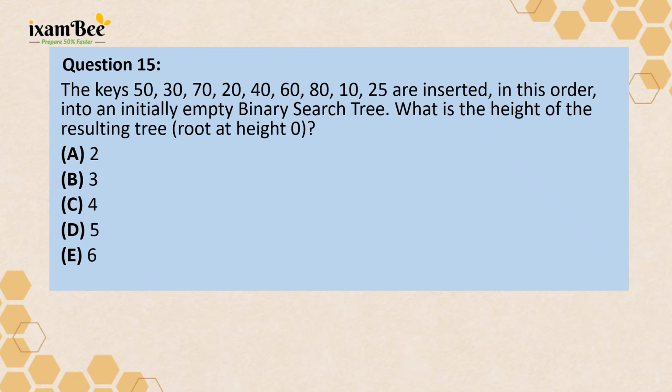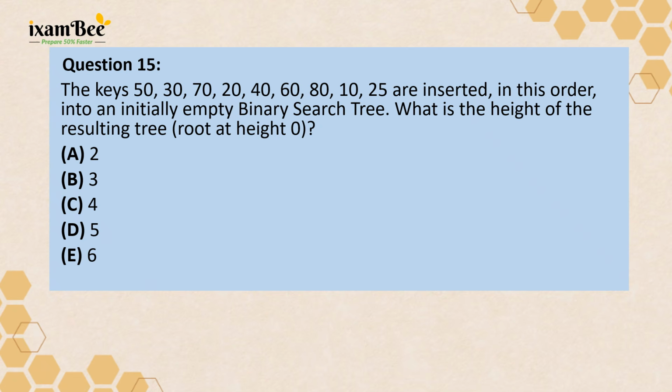Let's insert these one at a time following the standard BST rule of smaller goes left, larger goes right. 50 becomes the root, 30 goes left of 50 and 70 goes right of 50. Next 20 goes left of 30 and 40 goes right of 30. Then 60 goes left of 70 and 80 goes right of 70.